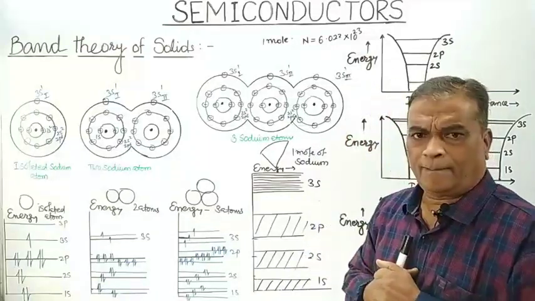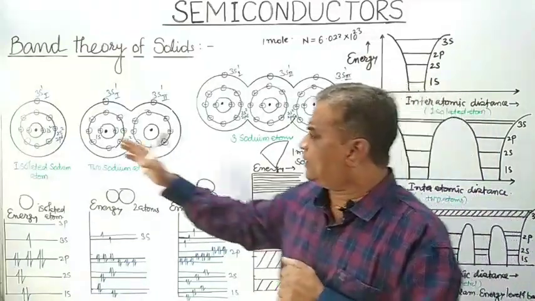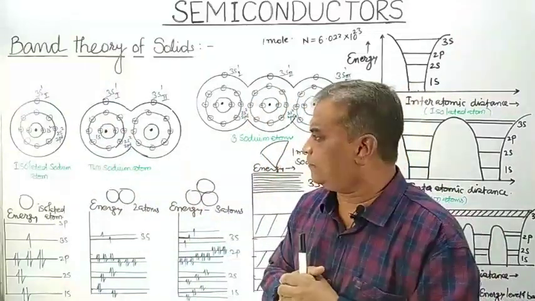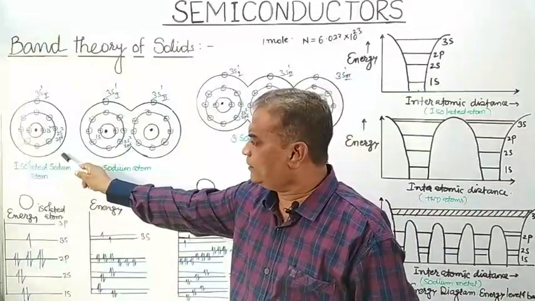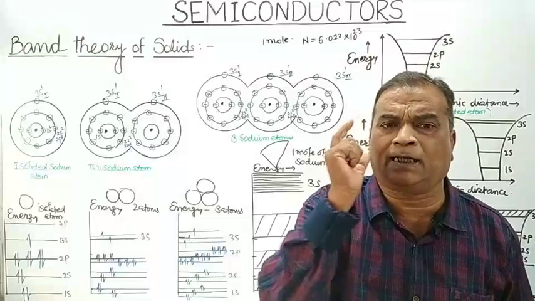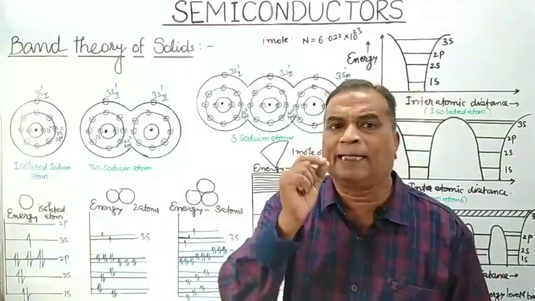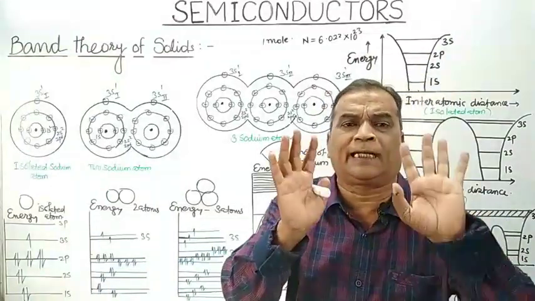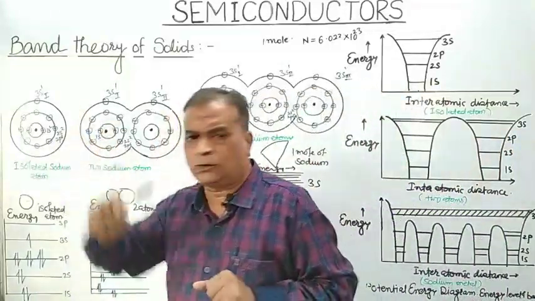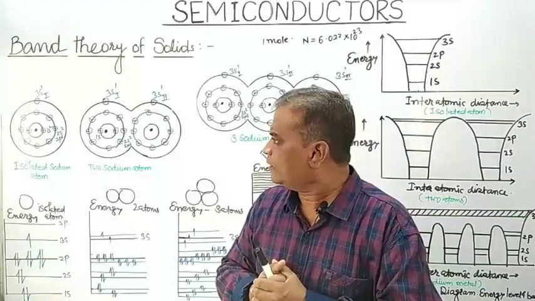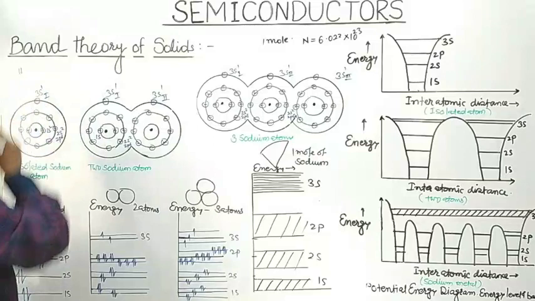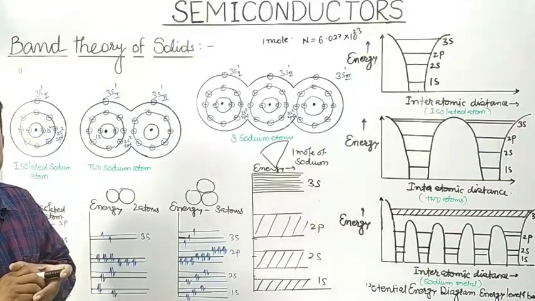You know very well that let us consider the simple possible example of sodium. So suppose we are having an isolated sodium atom, means a single sodium atom. Remember, an isolated sodium atom can never exist. But let us consider that we are having an isolated sodium atom. What is the atomic number of sodium atom? Atomic number of sodium atom is 11.